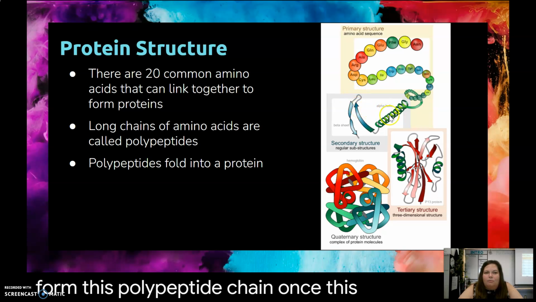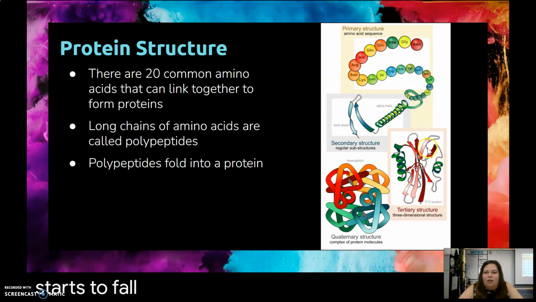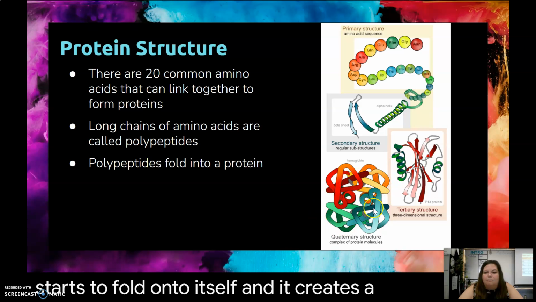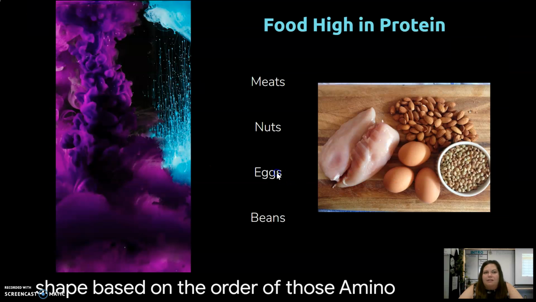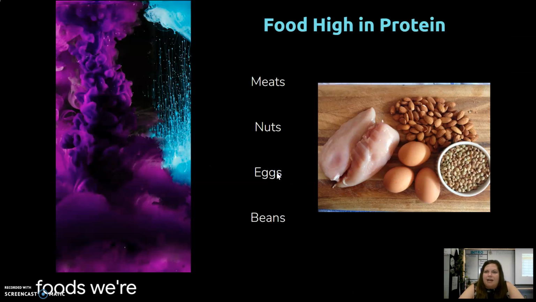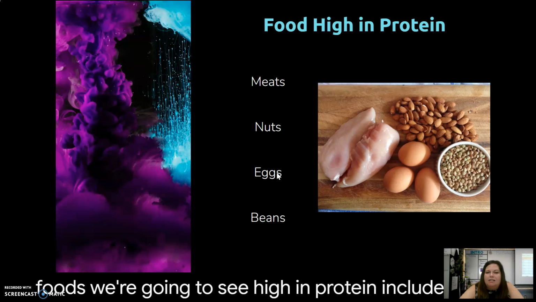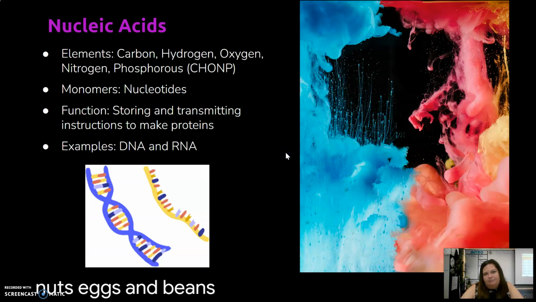Once this forms, it starts to fold onto itself and it creates a specific shape based on the order of those amino acids. Some foods we're going to see high in protein include meat, nuts, eggs, and beans.